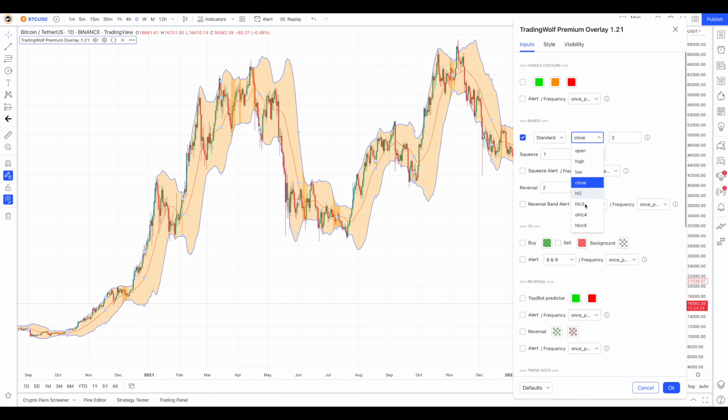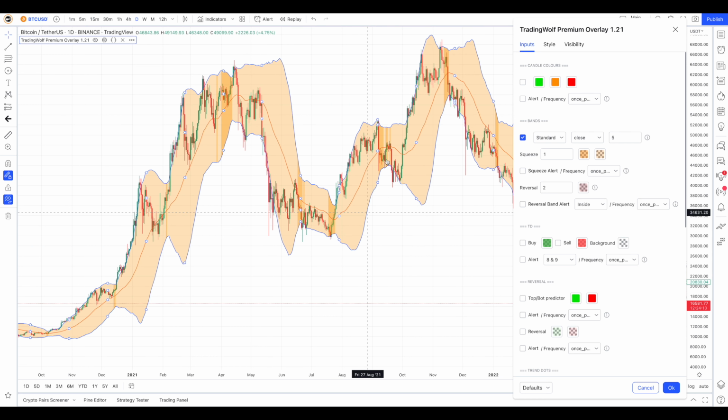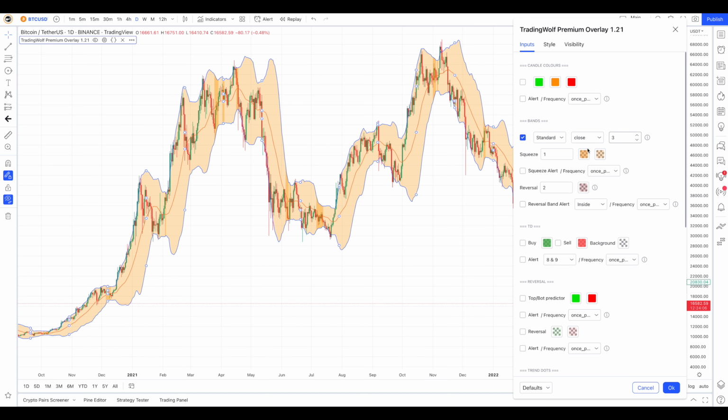So you have the option to change what they're calculated on, and the sensitivity of them as well. If you want them to be quicker, you drop this down to 1. You can see they're much smaller. You're going to get more squeezes. If you want them to be slower, you'd go on the opposite end, you'd go up to 5. We quite like them just on 3 though, but feel free to play around.